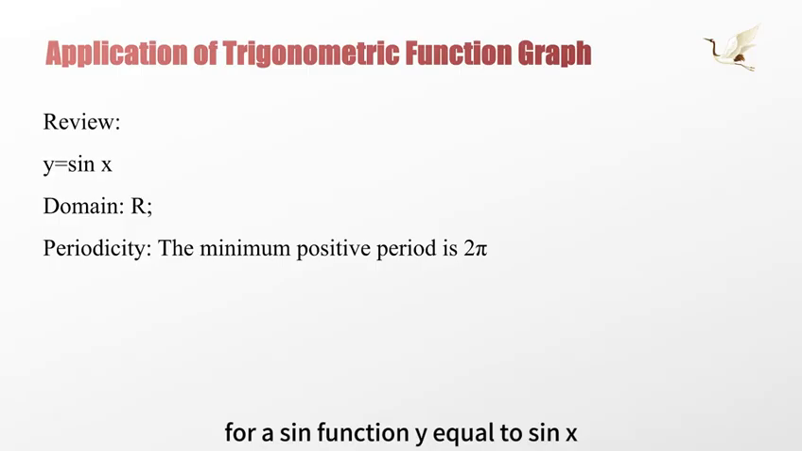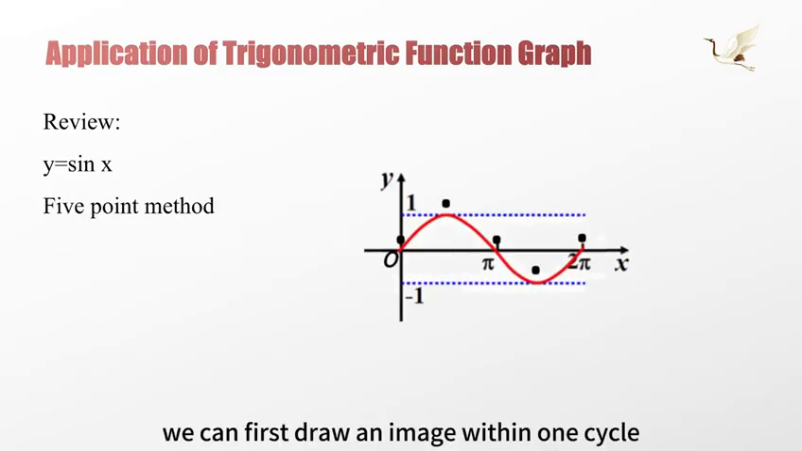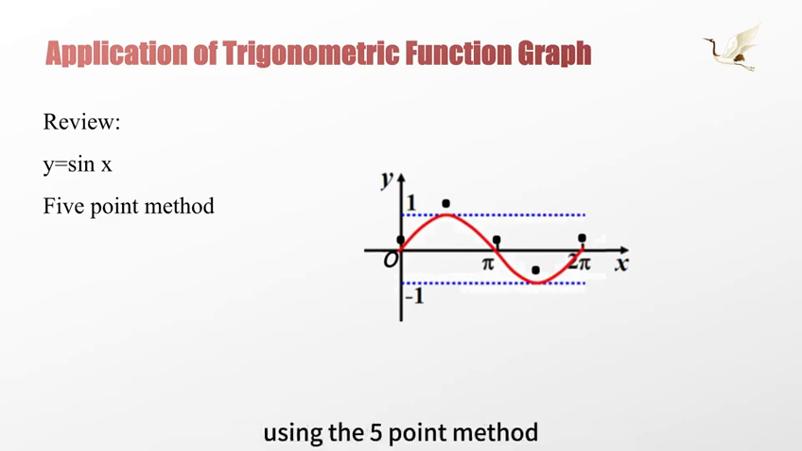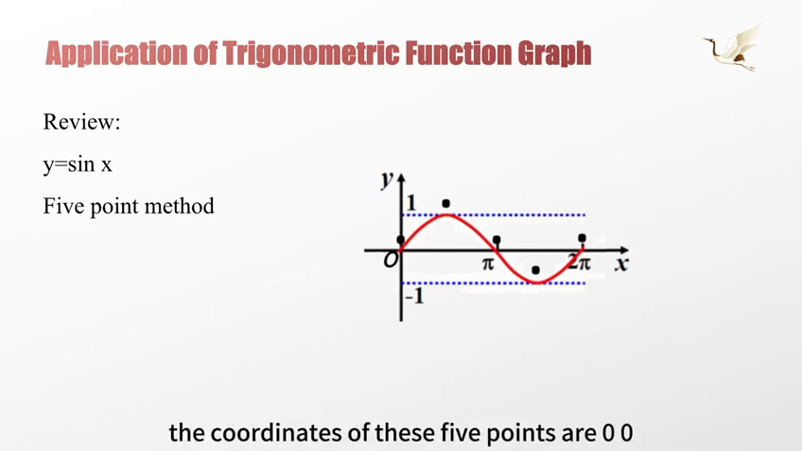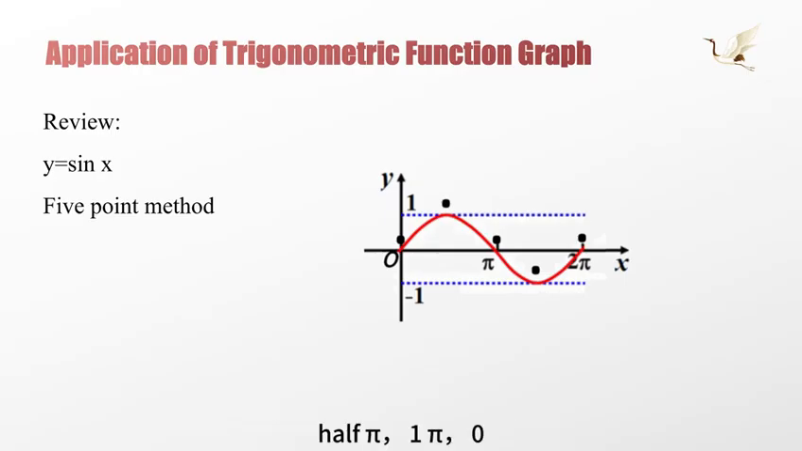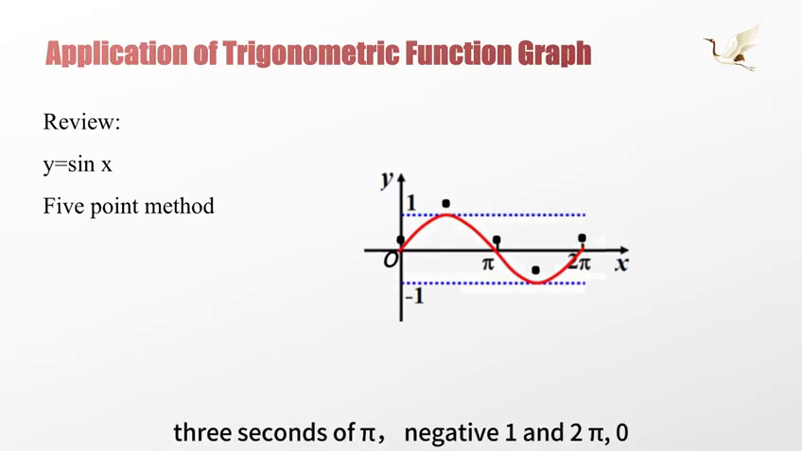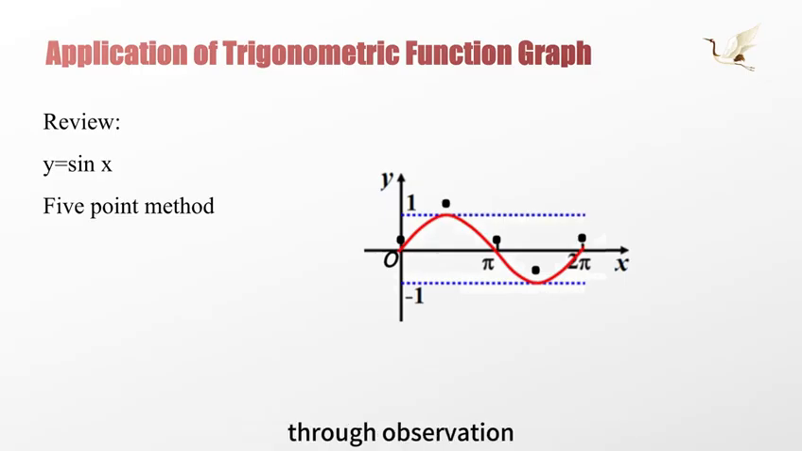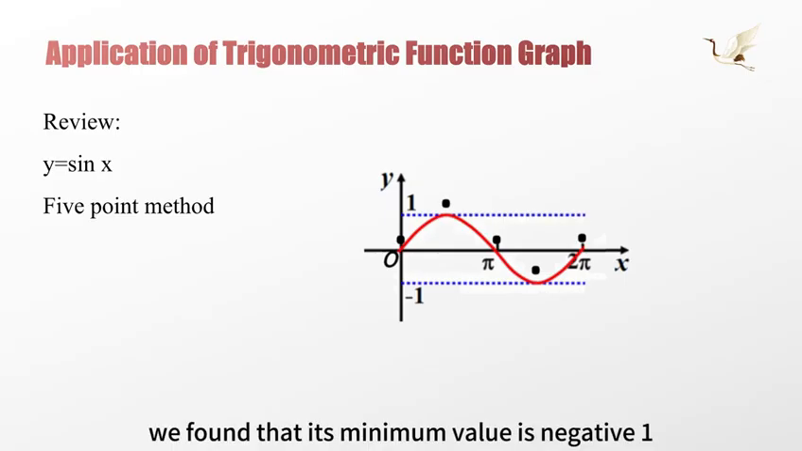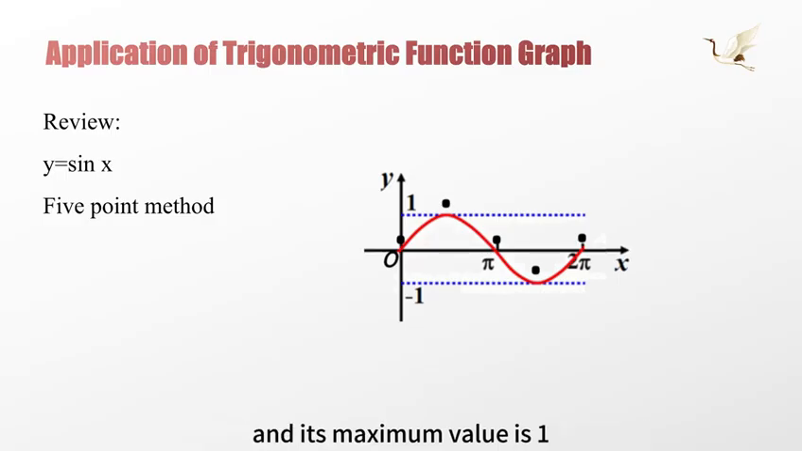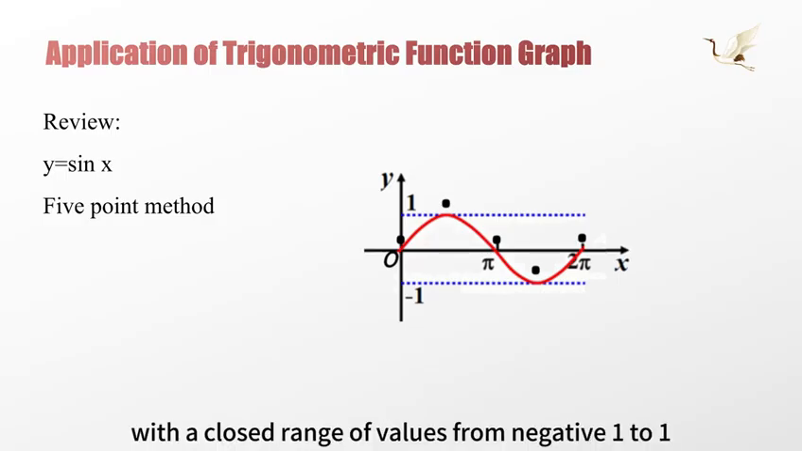For a sine function y equals sin x, its domain is the set of real numbers. Its minimum positive period is 2π. We can first draw an image within one cycle using the 5-point method. The coordinates of these 5 points are (0, 0), (π/2, 1), (π, 0), (3π/2, -1), and (2π, 0). Through observation, we found that its minimum value is -1 and its maximum value is 1, with a closed range of values from -1 to 1.